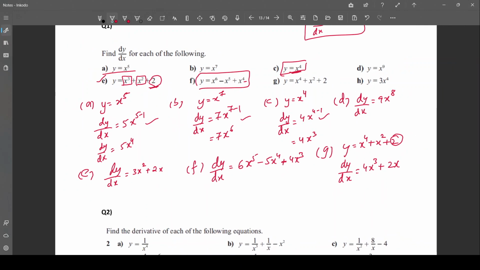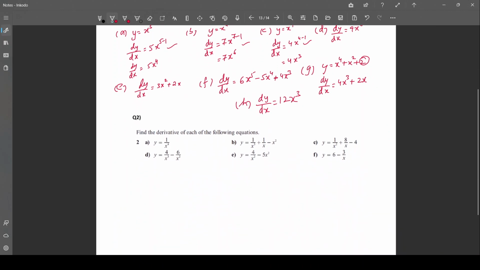So the last question of this part is very simple. Differentiation of y with respect to x will give you 12, because 4 times 3 is 12. If I multiply 4 with 3, it gives you 12. So 12 x to power 3. 4 minus 1 is 3. I believe you understand this.